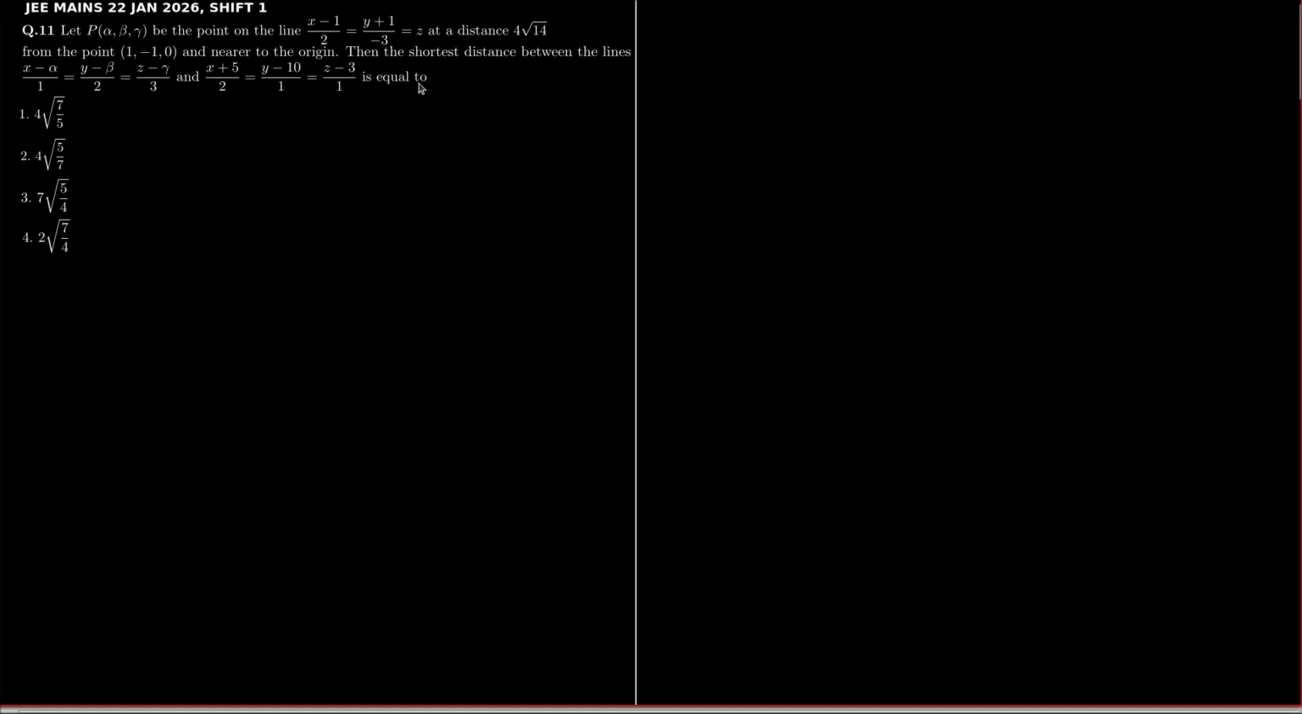So this is a two-part question. In the first part, we need to find the values of alpha, beta, gamma by using the distance formula from the point (1, minus 1, 0). And then after finding alpha, beta, gamma, we will define these two lines, and then we need to find the shortest distance between these two lines. Okay, now let's start doing the question.